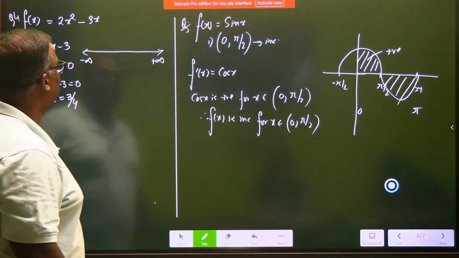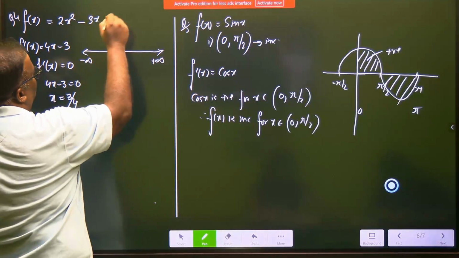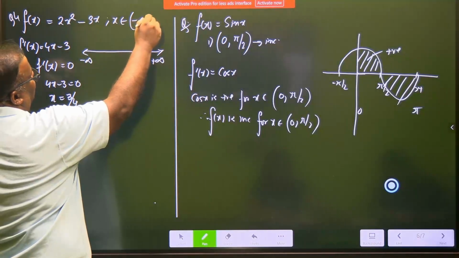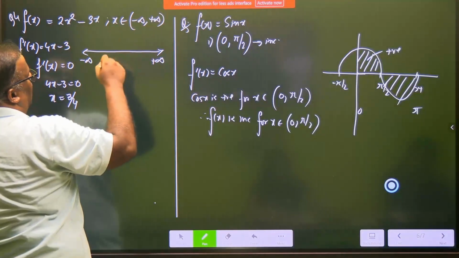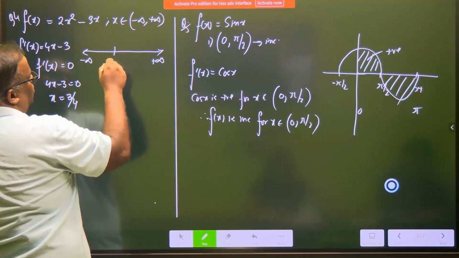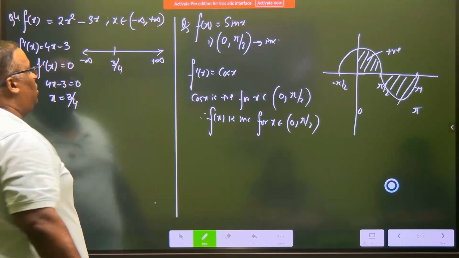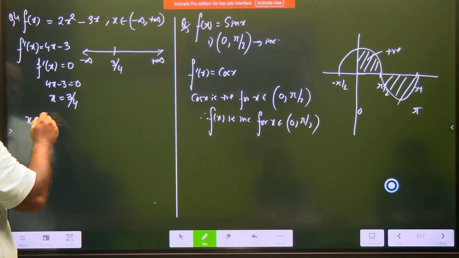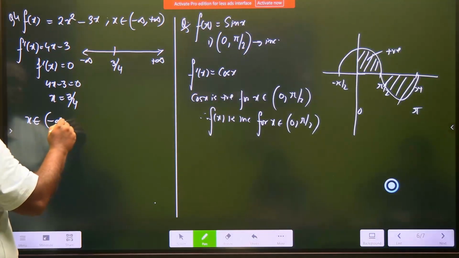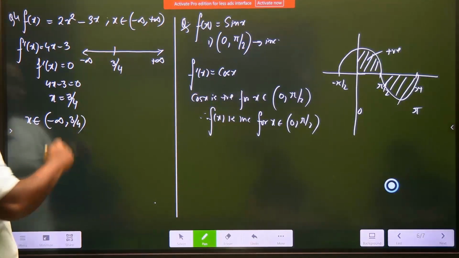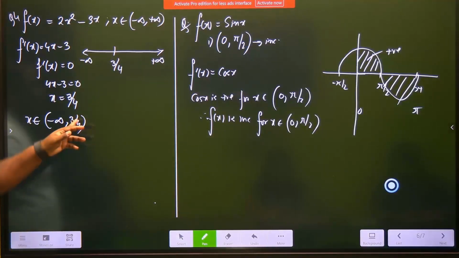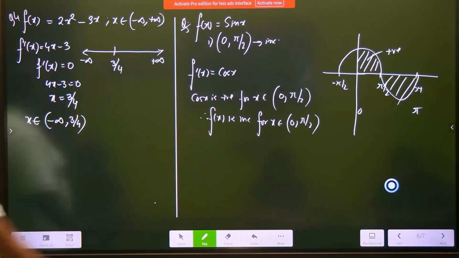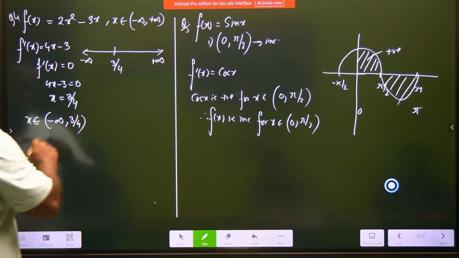The domain for this function, you can also write in short, x belongs to negative infinity to positive infinity. And you have suddenly created a point whose value is 3 upon 4. So we are first checking for x belonging to negative infinity and 3 by 4. Tell me, why did I not put a square bracket on 3 by 4? Because at 3 by 4 it is 0. Got it, right?